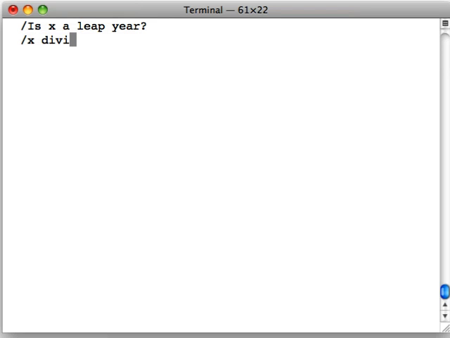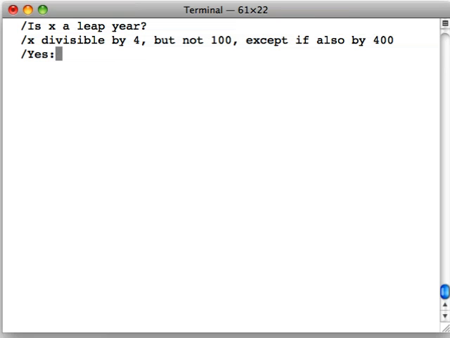A year is a leap year when it's divisible by 4, unless it's divisible by 100. You can ignore that it's divisible by 100 when it is also divisible by 400. This rule sounds complicated, but it hides a simple parity problem. To build a leap year function, we'll need two more verbs.